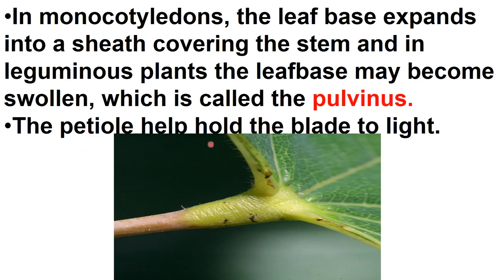The petiole helps hold the blade to light. Now you can tell the function of petiole. What is the function of petiole? It holds the leaf blade to light so that the process of photosynthesis can be performed easily.